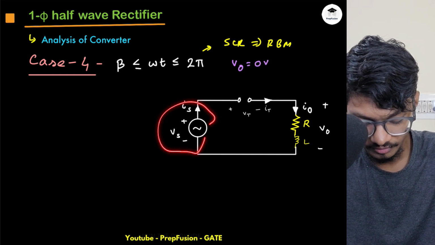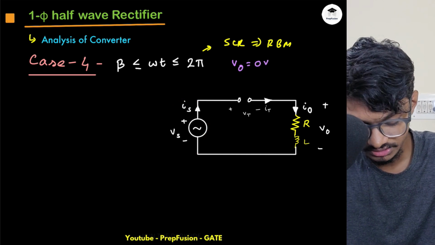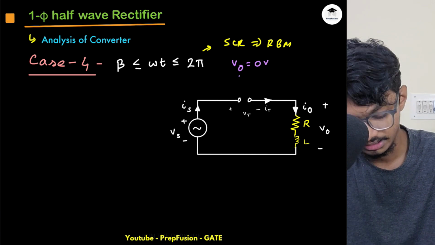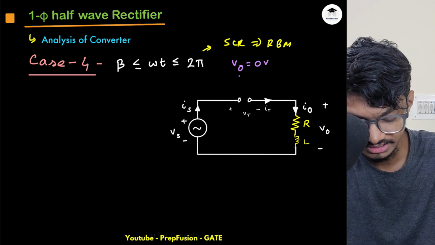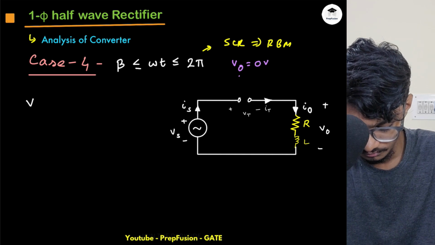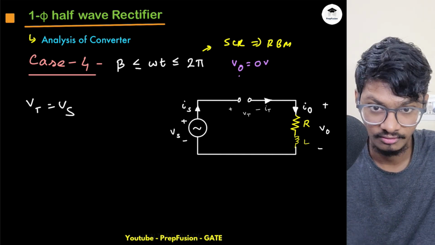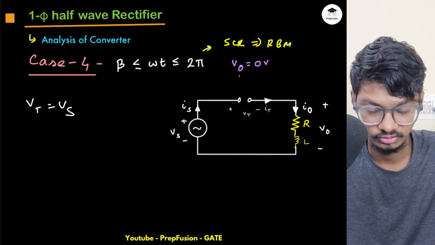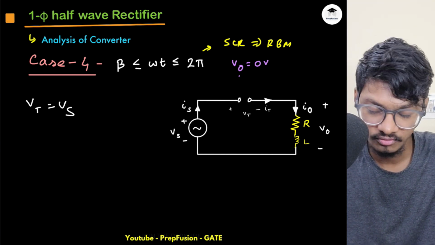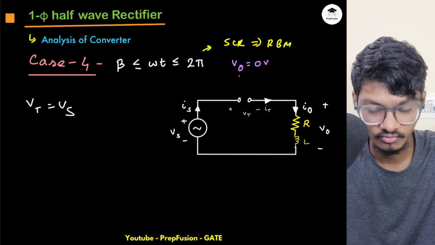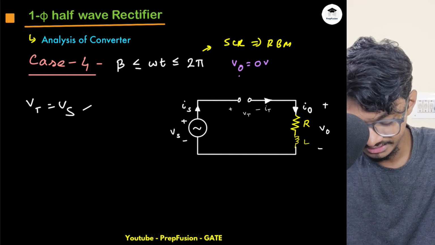Okay, and what is my anode voltage? Anode voltage is Vs, right? So my thyristor voltage Vt is equal to Vs simply. So thyristor voltage is Vs, and my cathode voltage is 0. Sorry, yeah, anode voltage is Vs and cathode voltage is 0. So overall thyristor voltage is Vs, and I know Vs is less than 0.